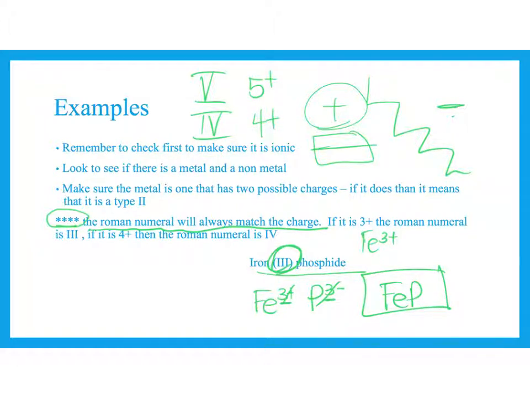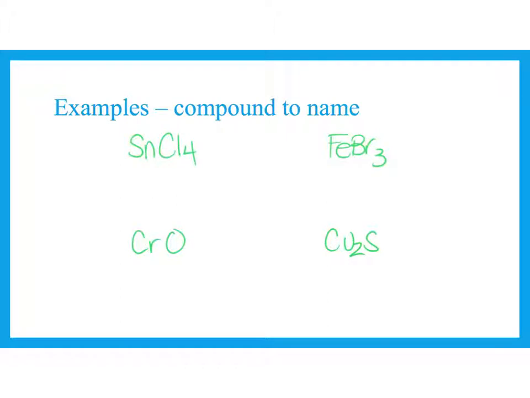We're going to do some more examples. Okay, so these are examples of compounds to name. The first one is SnCl4. I have to look up what Sn is first, and I find out that it is tin. When I see where tin is, I can see that tin is split into 2. So tin looks like this. It's 4 positive on the top and 2 positive on the bottom.